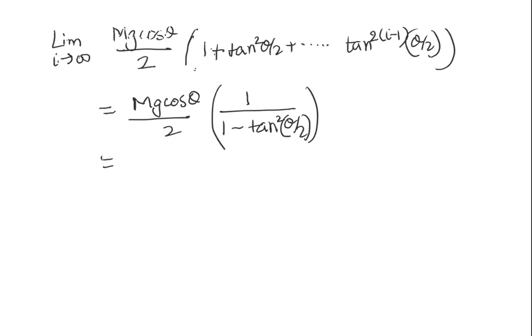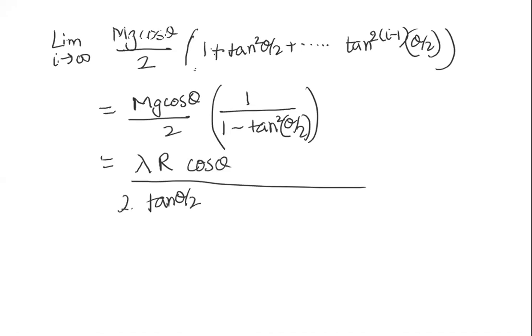ख्याल से आसानी है, कोई issue है, ये हो जाएगा ना. m की वैल्यू क्या है? मैं फाइनल स्टेप लिख ही देता हूँ. m की वैल्यू क्या रहेगी? lambda r upon tan theta by 2 cos theta by 2, और यहाँ पे है 1 minus tan square theta by 2.